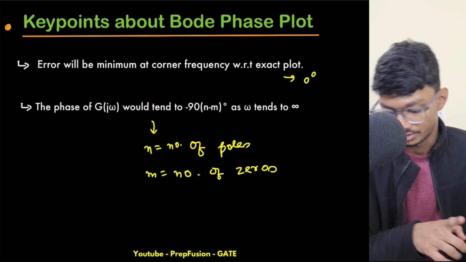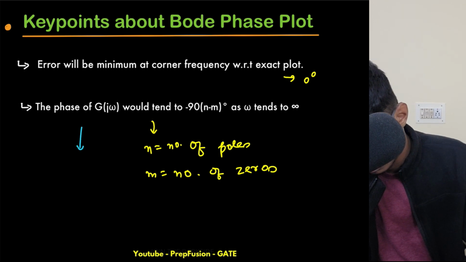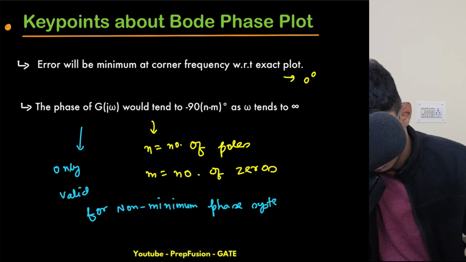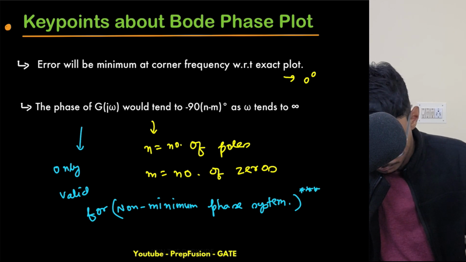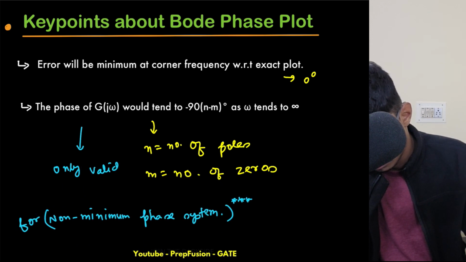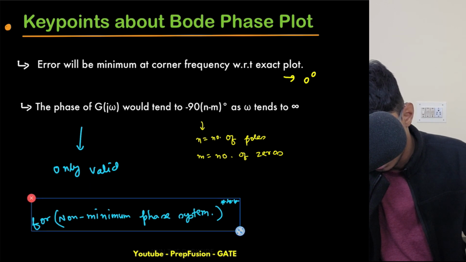But the important point to note here is that this formula is only valid for non-minimum phase systems. So we'll now understand what we mean by a non-minimum phase system.